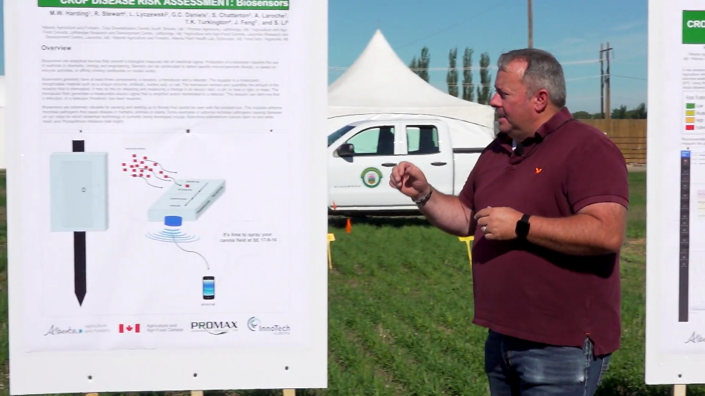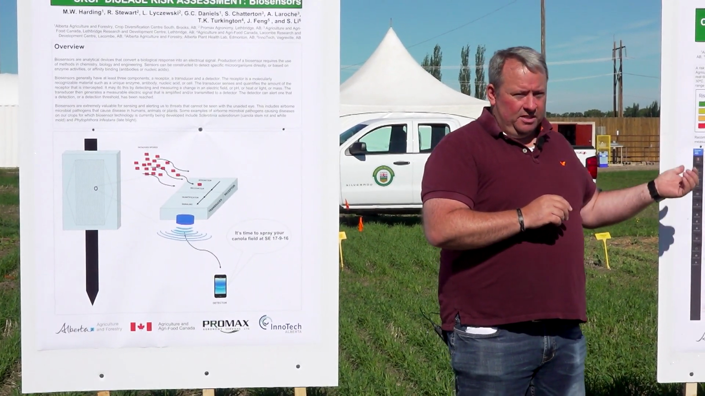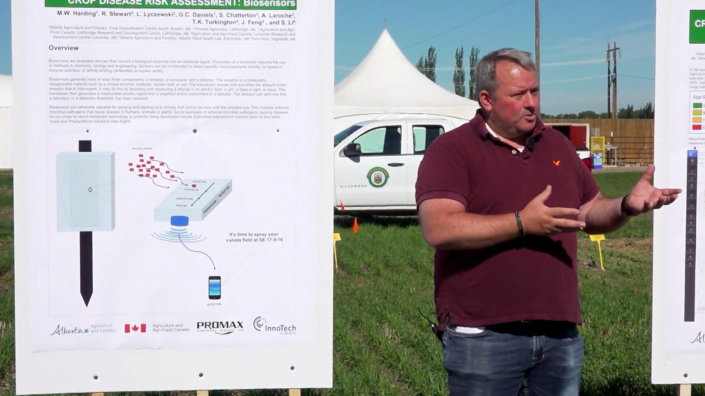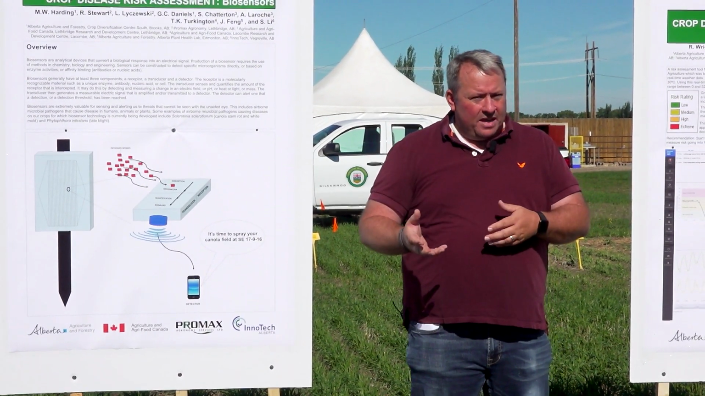I mentioned that for diseases like Fusarium and Sclerotinia, we know that our crops are susceptible because we don't have strong resistance in them. We know that the pathogen is there.